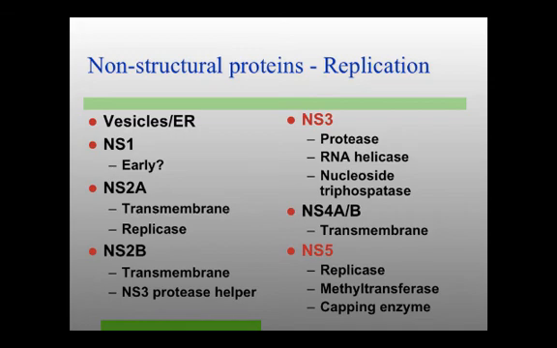NS4A and B is not that critical. NS5, as I mentioned before, is important as a methyltransferase, but it's also the RNA-dependent RNA polymerase, and of course, the target for a number of these drugs. There are other non-structural proteins which turn out to be really critical for virus function, but they're not in red, so don't try and remember all of them for the midterm.